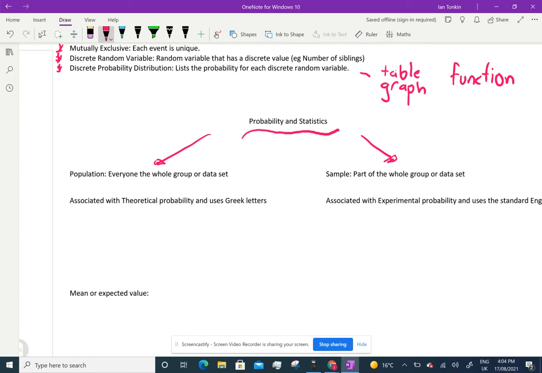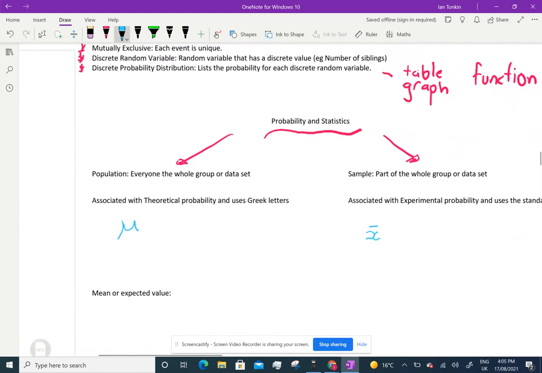Now, when we talk about population, it's usually associated with theoretical probability, and we're going to be using Greek letters. So when you did statistics, you would have used the mean, and you would have looked at it with an X with a dash. Now, we're going to be talking about the population mean, and we use a Greek letter. What is that Greek letter? I'm not sure. Hold on, we'll find out. I've forgotten what it is.